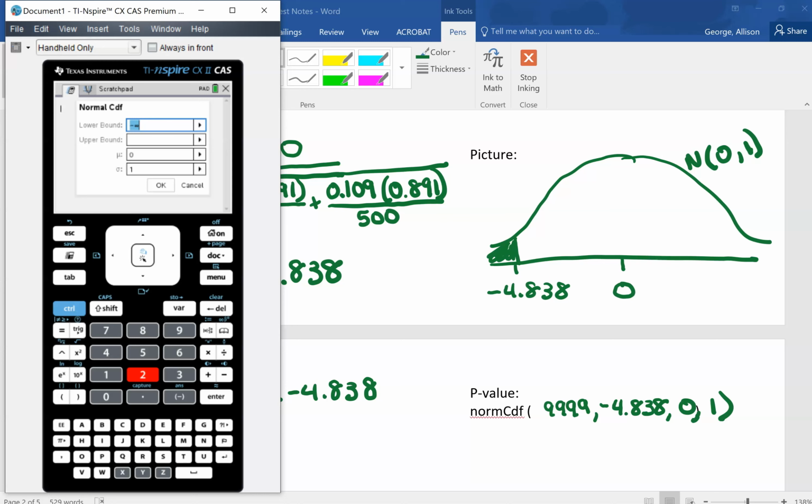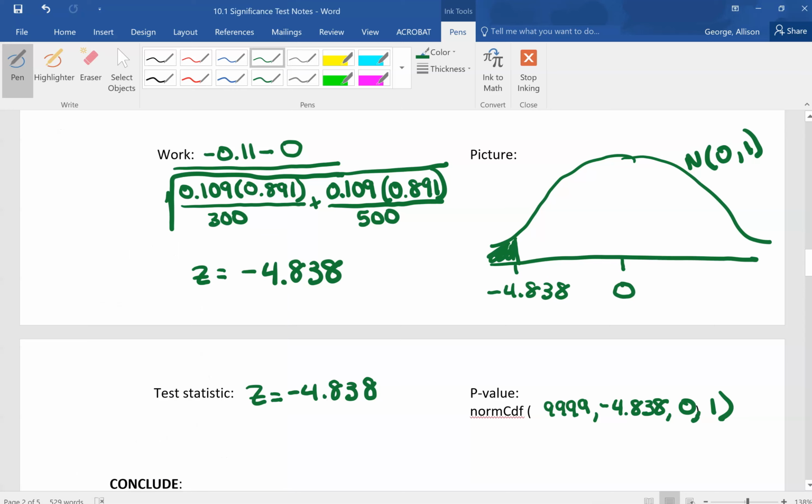Our upper bound is going to be, there we go. Our upper bound is the negative 4.838. Mu is 0, standard deviation is 1. And so we end up getting a really tiny p-value. If you notice that scientific notation, that is e to the negative 7th. So that means we have 6 zeros in between the decimal and our first number.